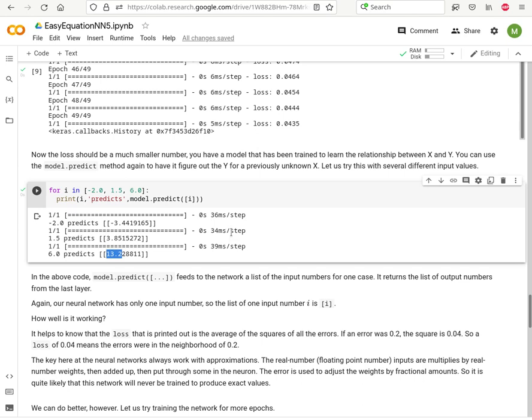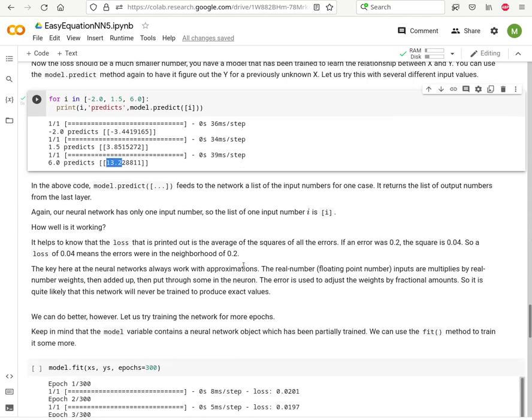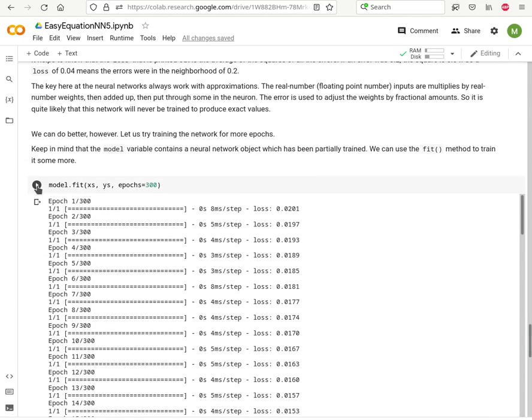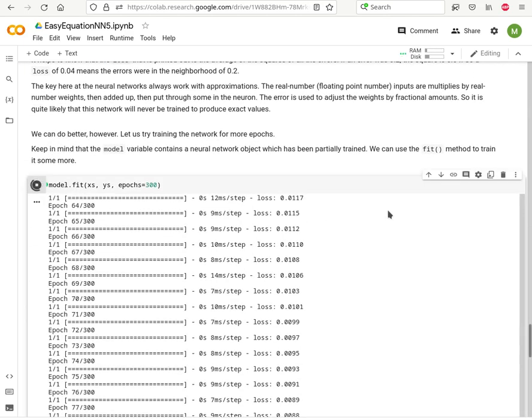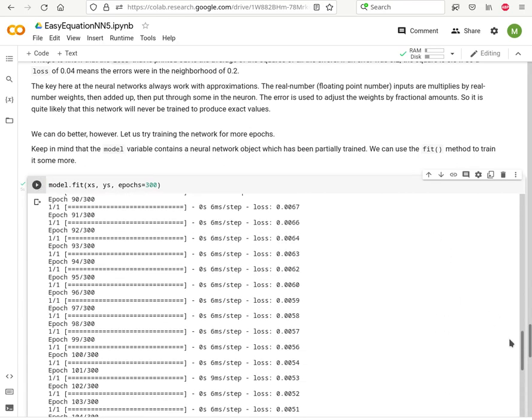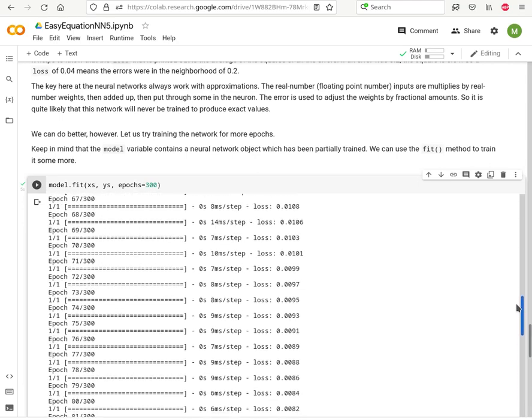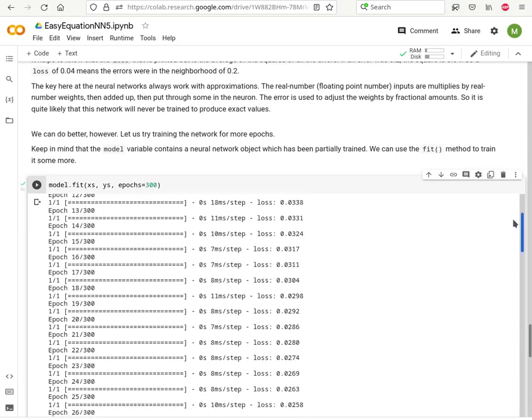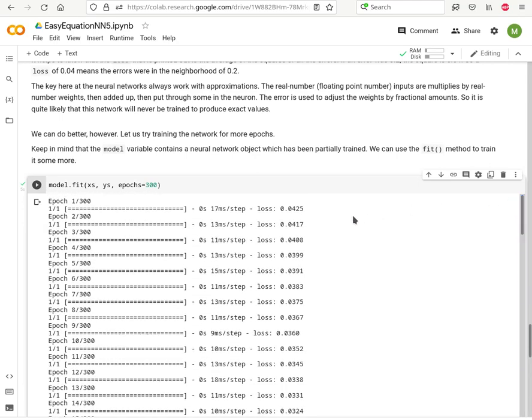So how can we fix that? Well, just train it some more, really. Here we're going to train it for 300 more epochs. You'll notice that, remember our loss error there at the end of the 49th was about 0.04. We start out with 0.04.